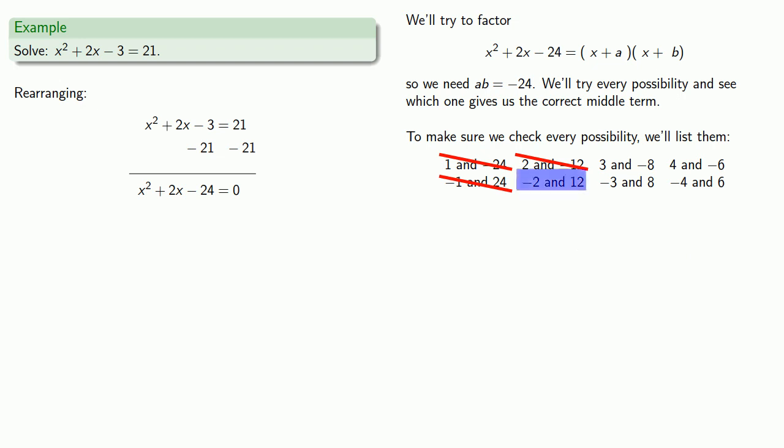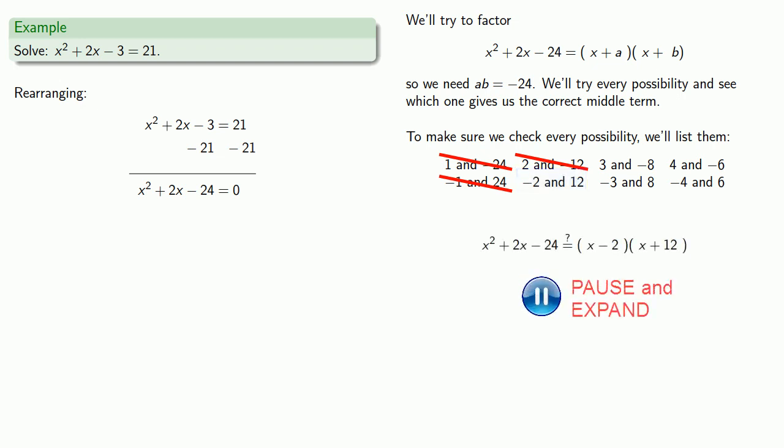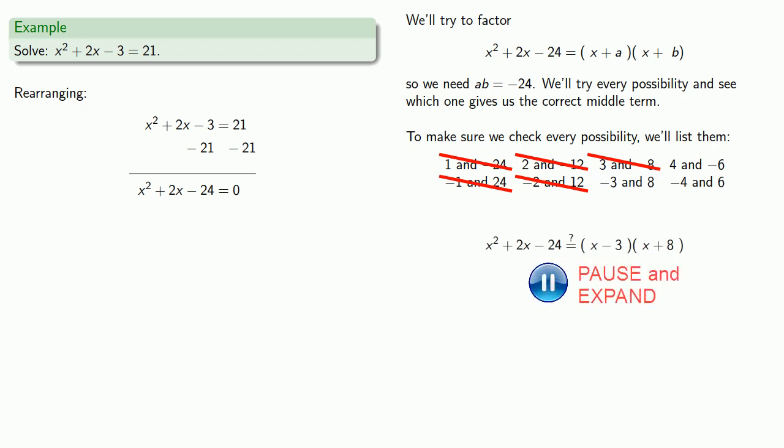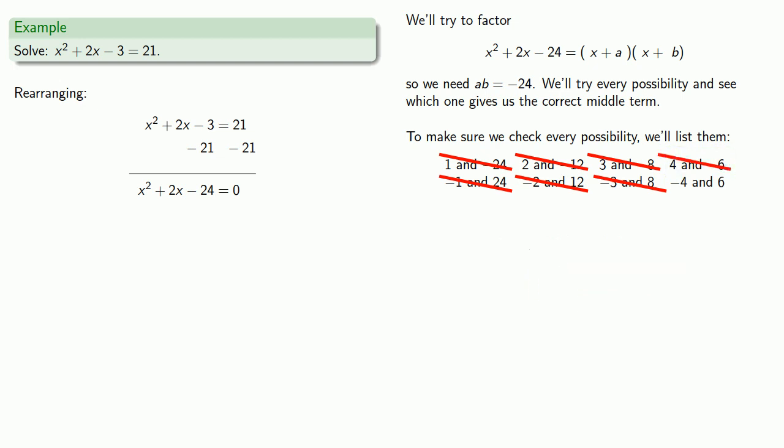Nope. How about negative 2 and 12? We expand. How about 3 and negative 8? We expand. Nope. Since we would never have to do a problem that takes a lot of time and effort, negative 3 and 8 has to work, right? Nope. How about 4 and negative 6? Come on. Negative 4 and 6. Nope. Oh, wait. That works.